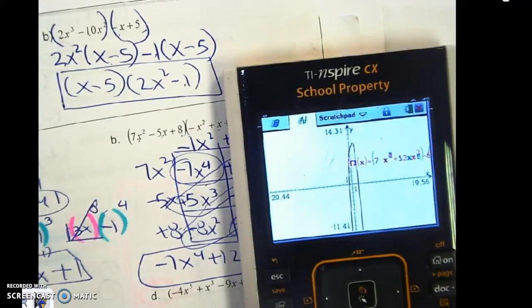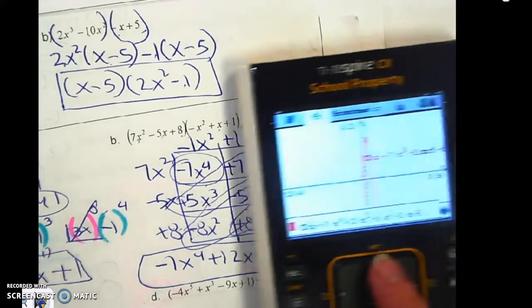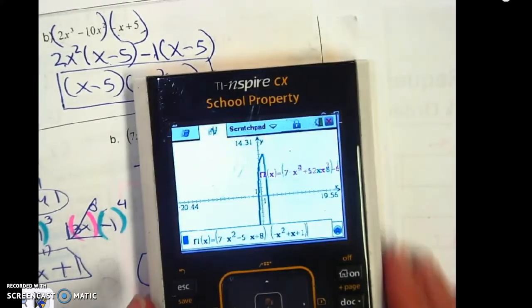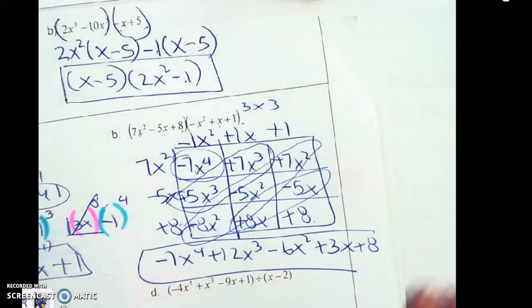So what I did, just want to show you, I graphed the answer. That's what I got. If you can see, it matches up. And I graphed the question. And if you look, they're literally on top of each other. See how they're on top of each other? So I know that I'm good to go. Okay? Let's go to the next one.